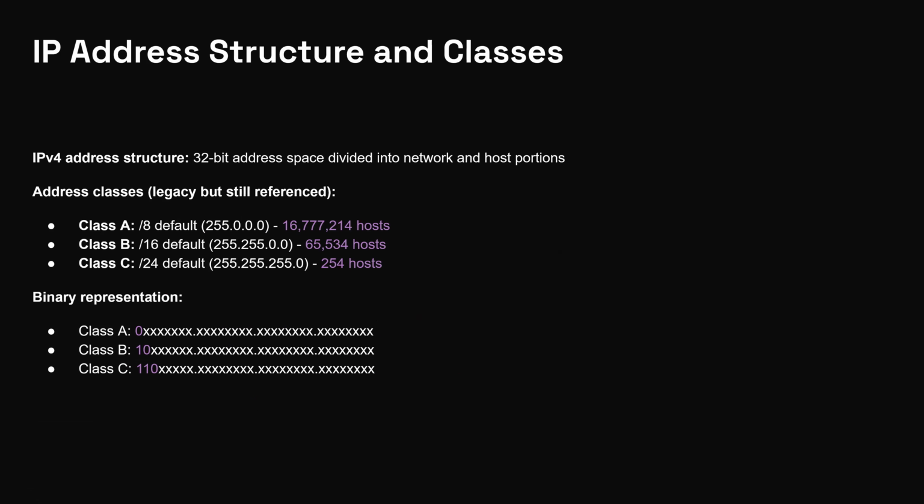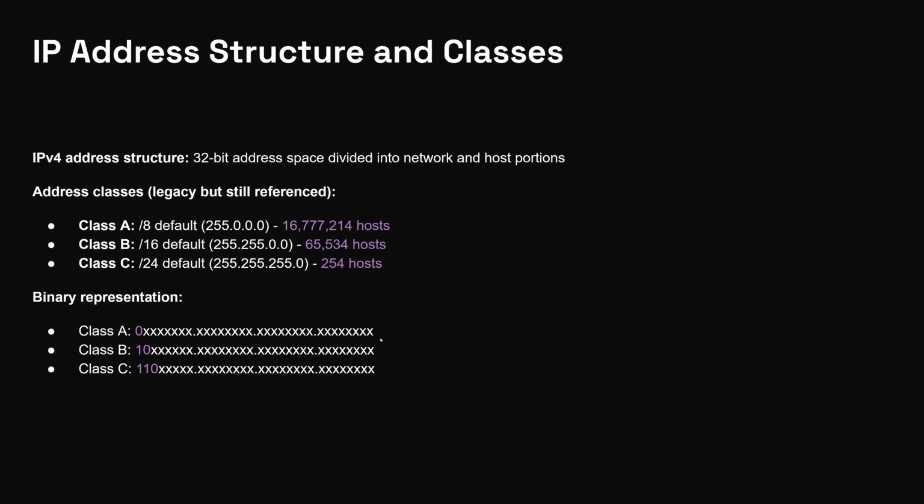A class A, which is a slash 8 network, will hold 16 million hosts, 16,777,214 to be exact. A class B, which is a slash 16 network, will hold 65,534 hosts. And a class C will hold 254 hosts. Okay, so the binary representation for this is 0, XXXXX, and so on for the remainder of the octets.